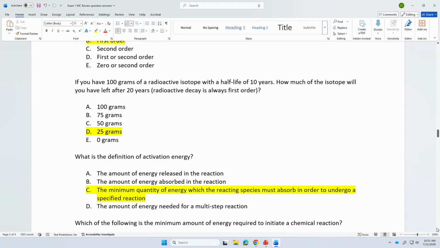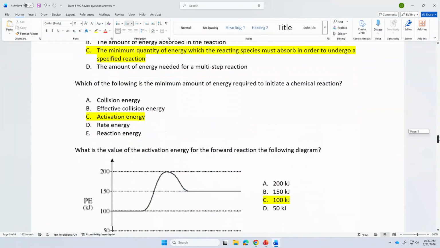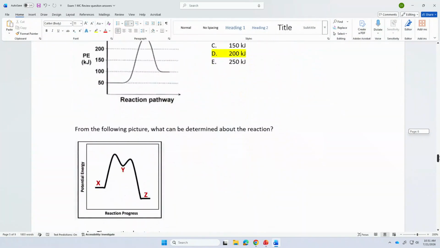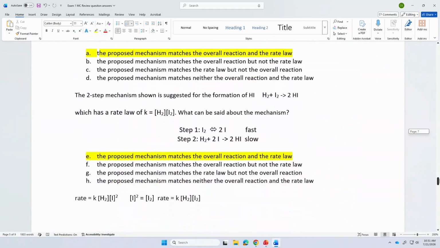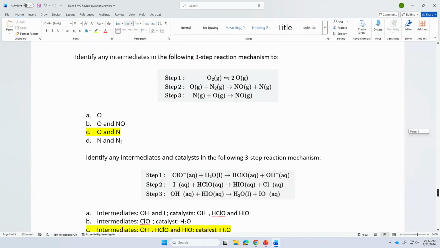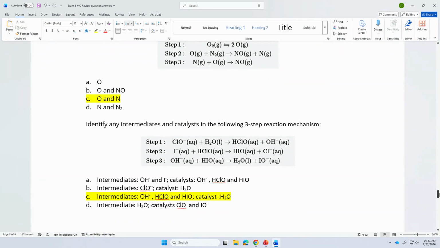Some of these half-lives, you can just go by, this went down by a half, so it's first half, it went down by a quarter, it went down by an eighth. Sometimes you don't even have to use the half-life equation. And I know class is over. So there's some stuff on activation energy and energy diagrams. There's some information on catalysts, and there's some information on mechanisms and finding intermediates and catalysts.